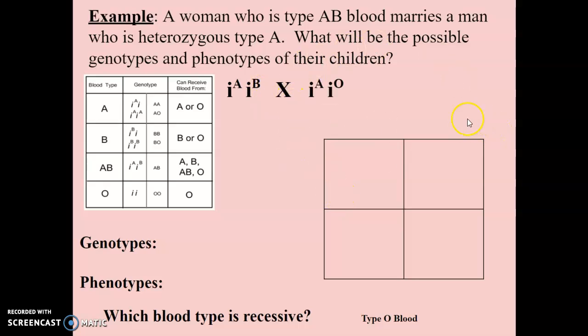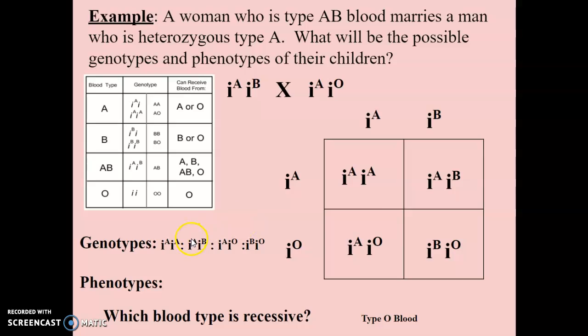After we find the parents, we're going to place them on a Punnett square, fill in the square to find what the possibilities of the offspring are. Then for this, I'm looking for the genotypes and phenotypes of their children. So for genotypes, we always just find the letter combinations, right? So we have an IAIA, IAIB, IAIO, and IBIO. Those are the different genotypes present.